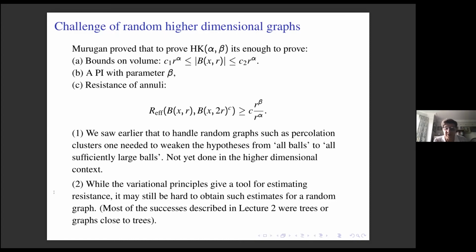A second challenge is that while the variational principles give a tool for estimating resistance, resistance can be quite hard to obtain. And in fact, most of the successes described in lecture two, perhaps I should say all the successes described in lecture two, were either trees or graphs very close to trees. So when the graph is really not tree-like, getting at resistance estimates can be quite challenging.